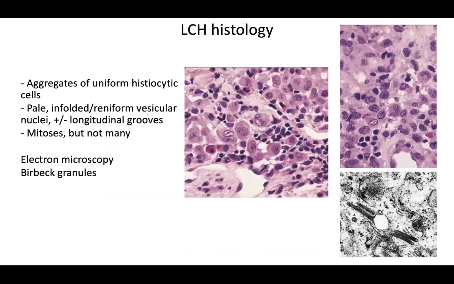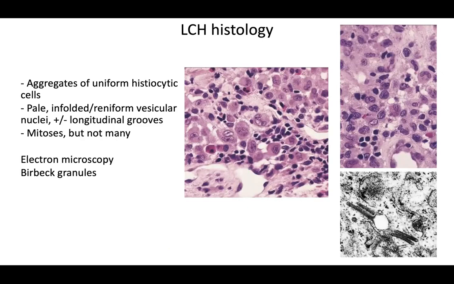So what do you see on Langerhans cell histiocytosis? In more subtle examples, you're not going to see this, but in the examples where you have more dermal proliferation of these neoplastic cells, you'll see a classic sheet-like growth pattern of histiocytic cells. They typically take on a uniform or clonal appearance. They're often pale. They have infolded or reniform vesicular nuclei, plus or minus longitudinal grooves within the nuclei, and mitotic activity, but usually not a ton of mitotic activity.